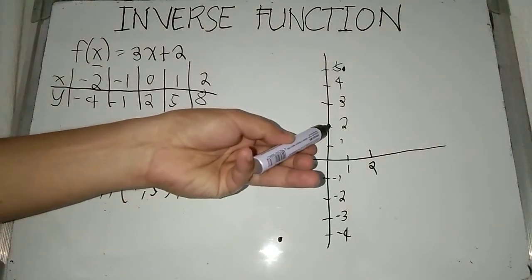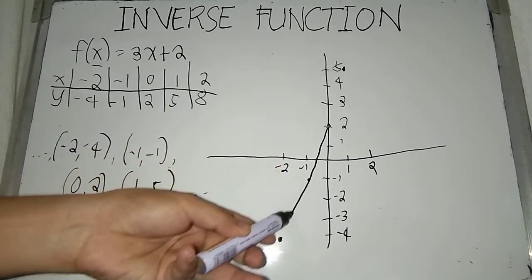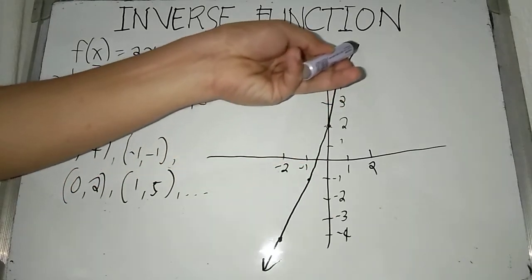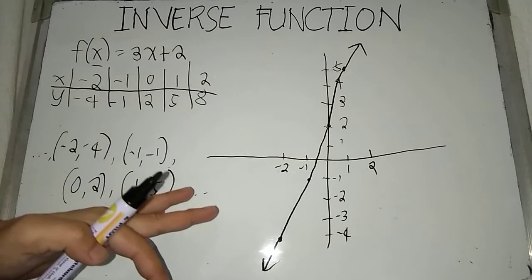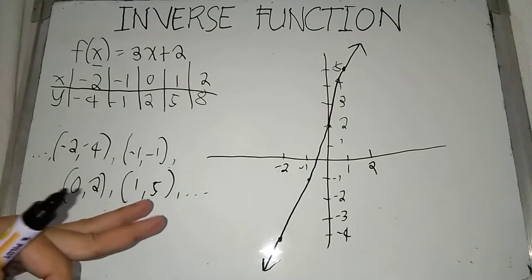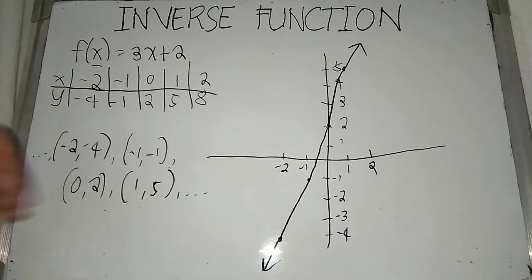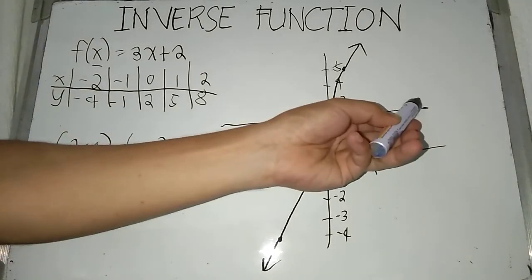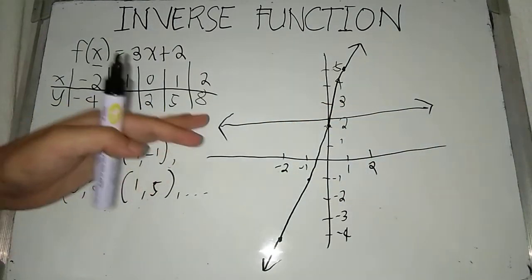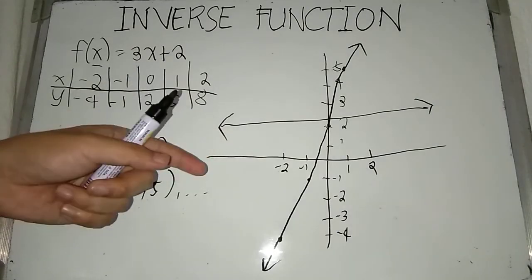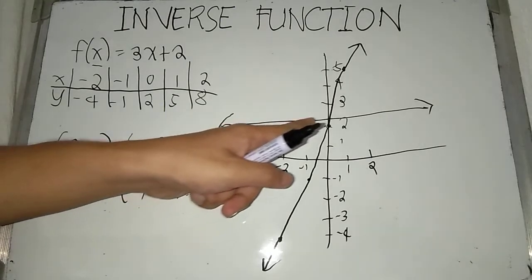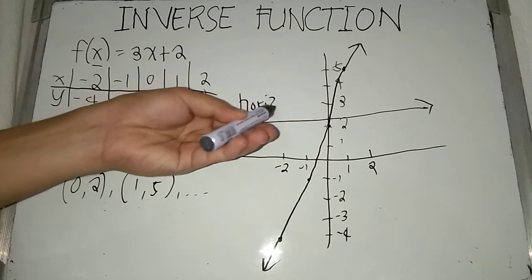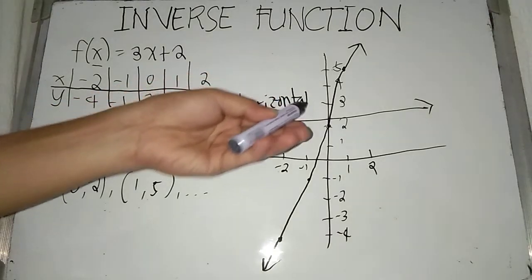Now we are going to connect the points. So that's going down, and then here we're going to connect here. So expect that this is in the form of a straight line. And if you are going to draw any horizontal line on the graph, we call this the horizontal line test. It passes the graph at no more than 1 point. So this is our horizontal line test.